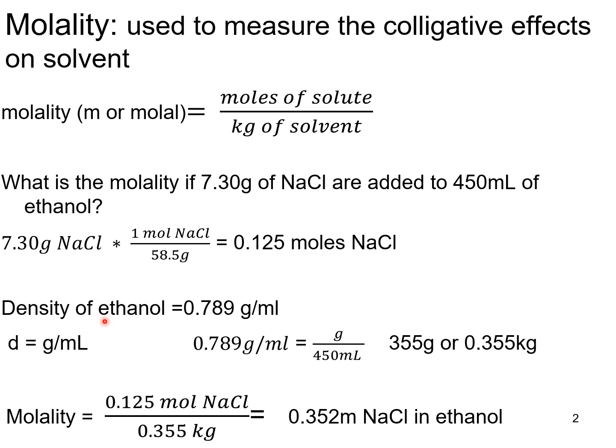So we have the density of ethanol is 0.789 grams per milliliter, and 0.789 grams per milliliter equals grams over 450 milliliters. If you do the math and cross multiply, 450 times 0.789, you get 355 grams, which would be 0.355 kilograms. So now we take our moles of NaCl over the kilograms, and we find this is 0.352 little m NaCl, and then because it's not water, we write in ethanol.